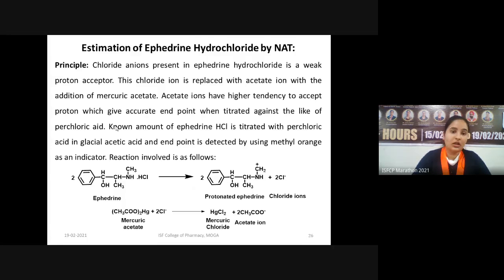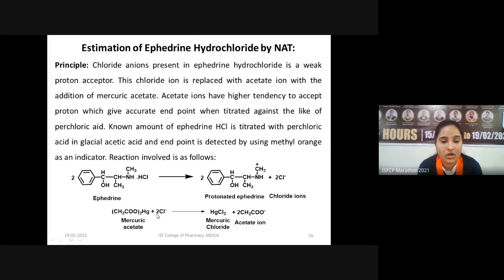A known amount of ephedrine HCl is titrated with perchloric acid by using glacial acetic acid as the solvent, and the endpoint is detected by using methyl orange as indicator. The reaction which takes place is as follows. Ephedrine here releases chloride ions. The chloride ions here are released. This is the main reaction which is happening here.